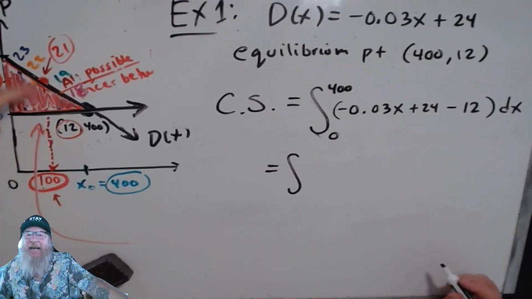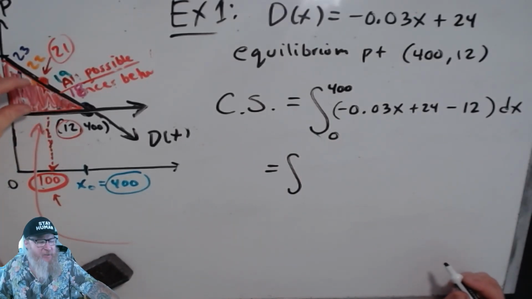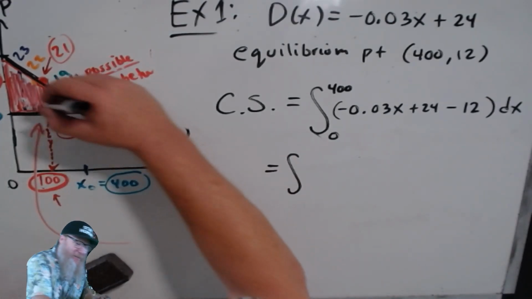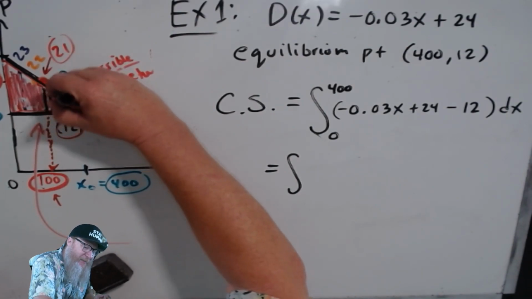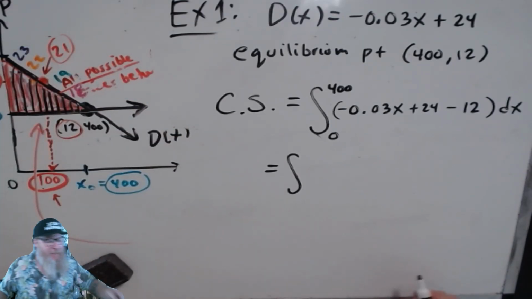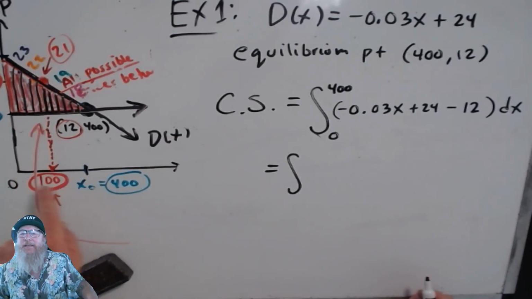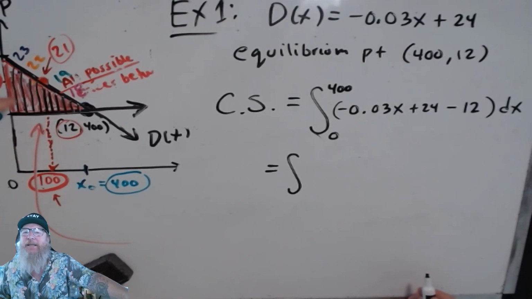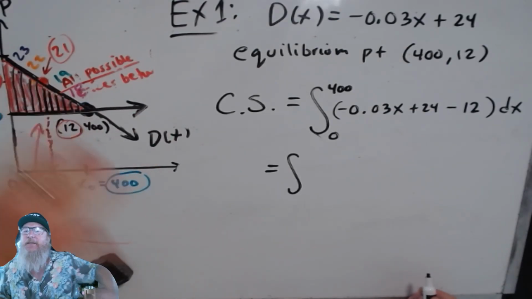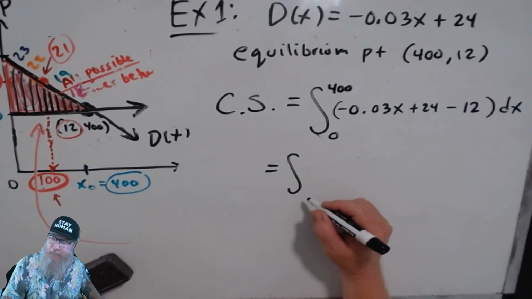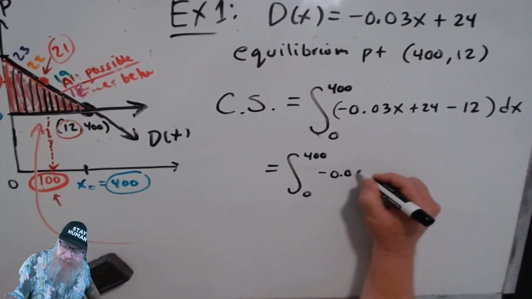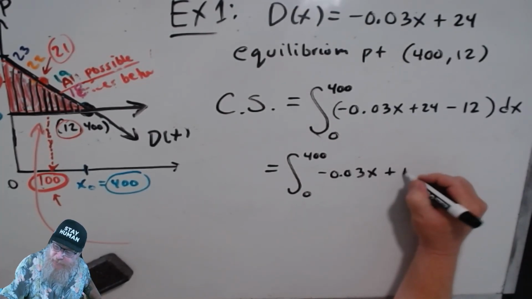It's basically adding up an infinite number of strips, little very skinny rectangles, right? You just think of them as a bunch of lines like this. And that represents all possible demands and the associated prices for everything between the equilibrium and the demand function. So that's the integral from 0 to 400 of negative 0.03x plus 12.